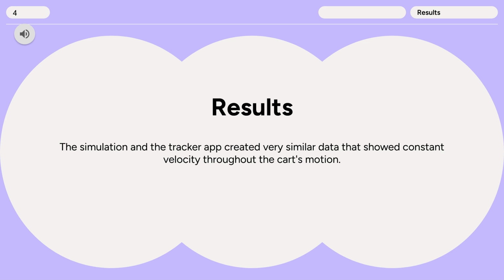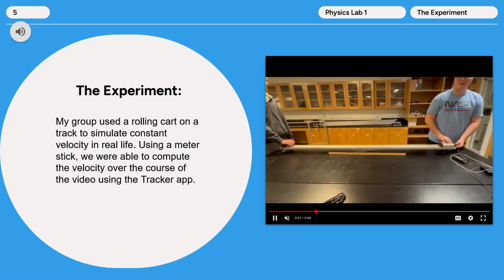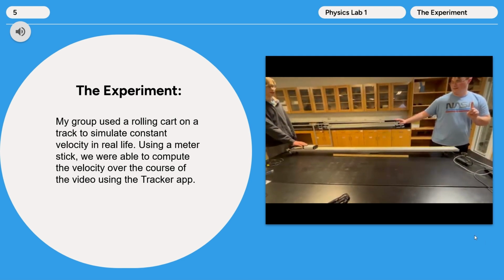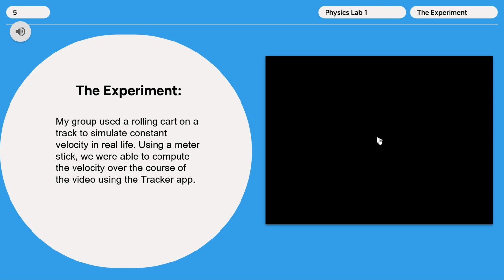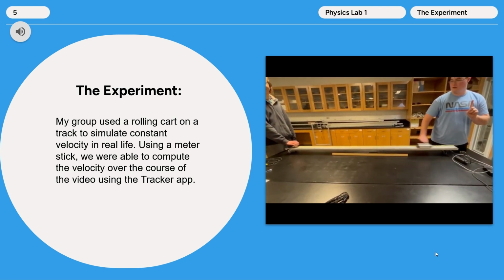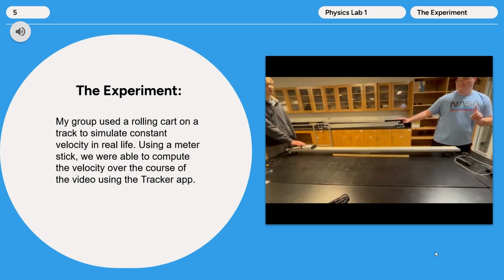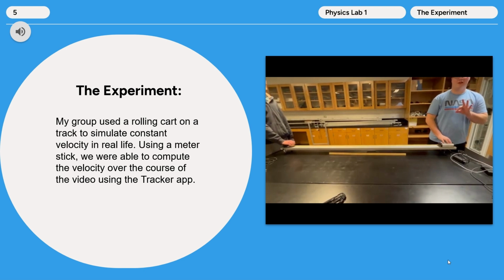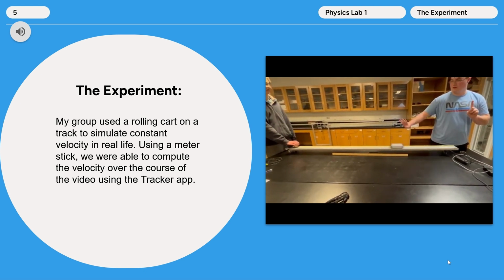The experiment. In order to simulate constant velocity in real life, we used a small cart and rolled it on a fixed track. After experimenter A releases it, for a short time it will experience constant velocity. Once it hits experimenter B's hand, the constant velocity is over, and we can begin to compute the data.